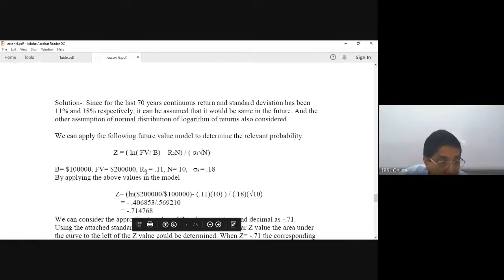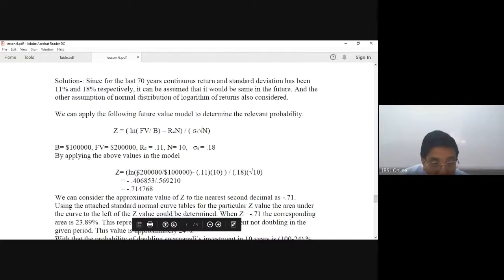Right. Beginning value is 100,000. Future value will be 200,000, since it says it will be doubled, or they are going to find out the probability of doubling it. And RC is the continuous return for the last years, and we assume that in the future also it will be the same. 0.11, N equals 10, sigma is equal to 0.18. Now we apply the values here.